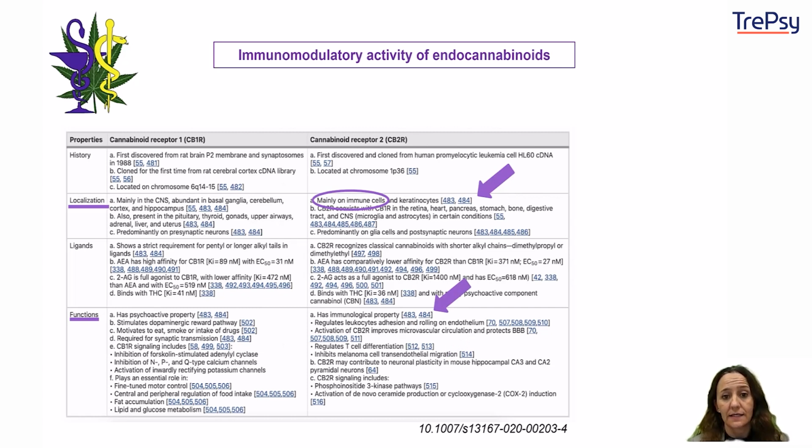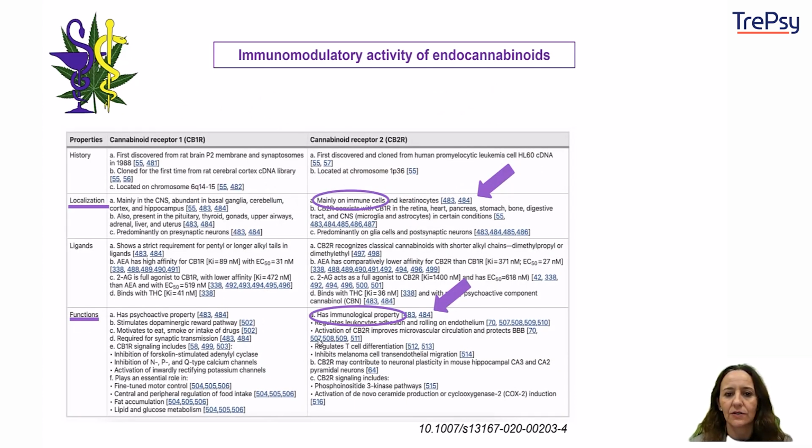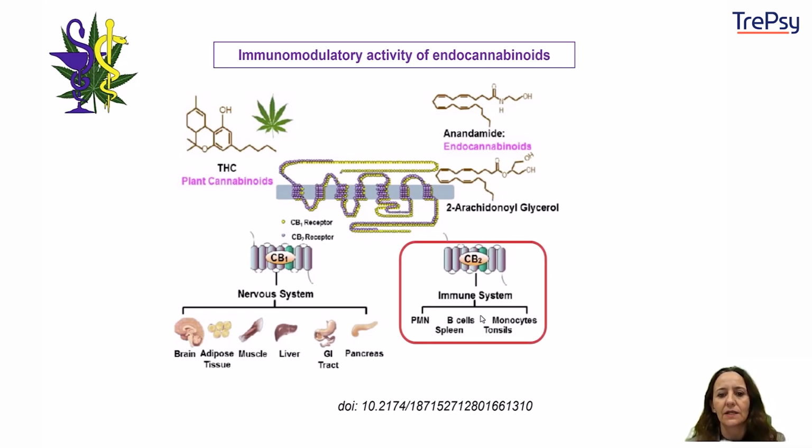Well, it has immunological properties. As you can see here, it can regulate T-cell differentiation and a lot of different pathways. In this image, we can see that CB2 is the receptor that is mainly expressed in immune system cells. Polymorphonuclear cells, B cells, monocytes, this receptor is present in these cells.